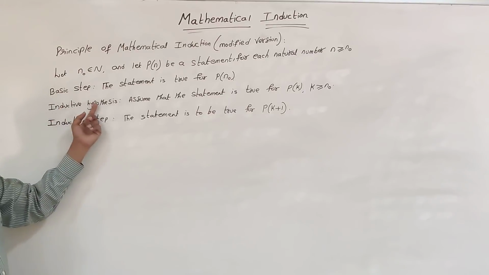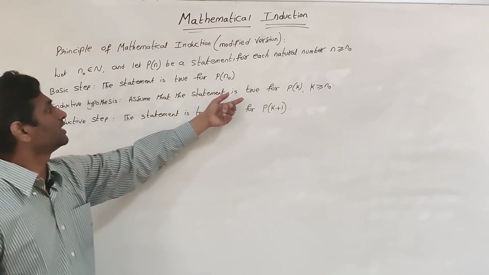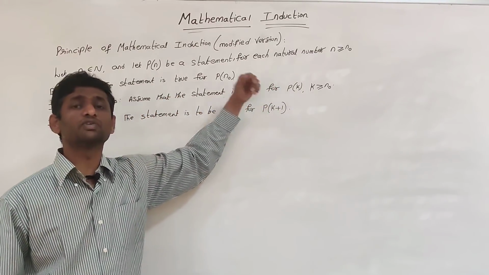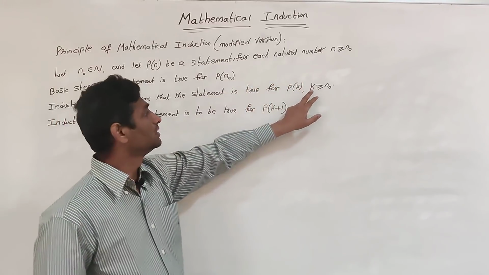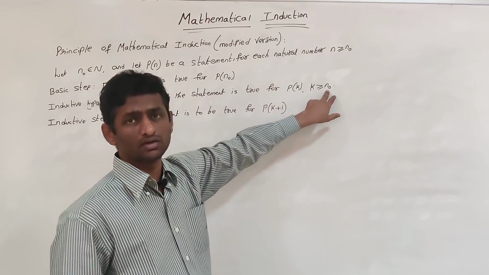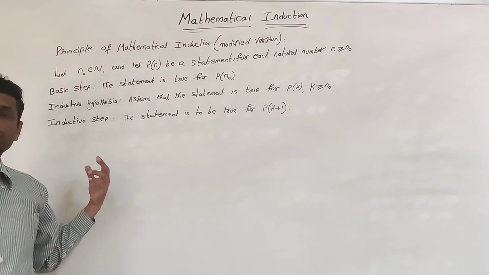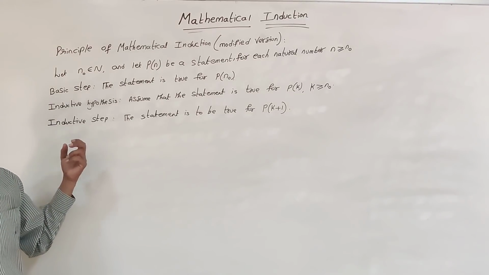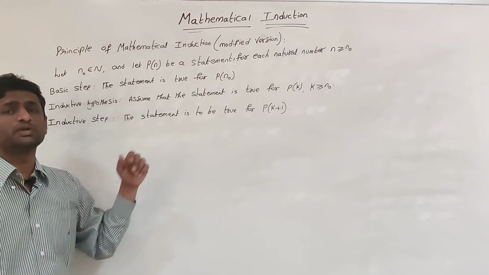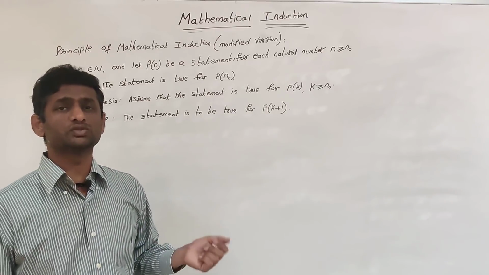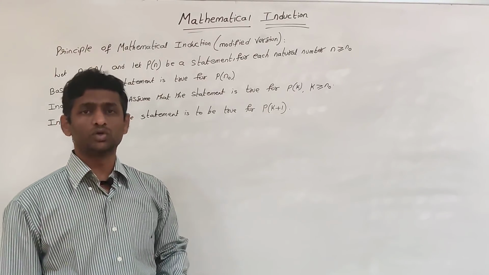Next, hypothesis. Assume that the statement is true for n equal to k. That is, P of k is true for all natural numbers greater than or equal to n naught. Then our next step is that the given statement has to be true for n equal to k plus 1. That is, P of k plus 1 is true.